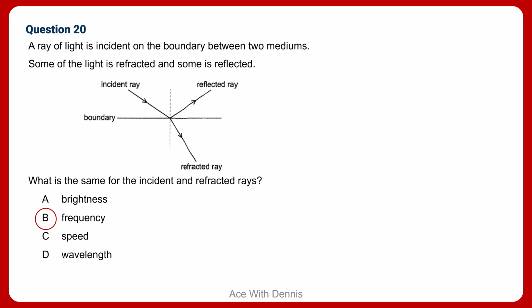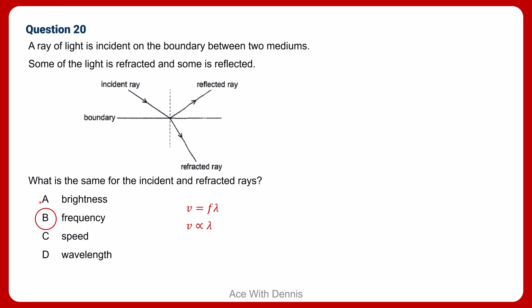The answer is B. Frequency. Based on the wave formula, v equals f lambda, which means that the speed is proportional to the wavelength lambda. So when a wave or a ray of light travels from one medium to another, the speed will change. If it goes from an optically less dense medium to an optically denser medium, the speed will reduce. If the speed changes, then the wavelength lambda will change as well. Therefore, option C and option D are incorrect.